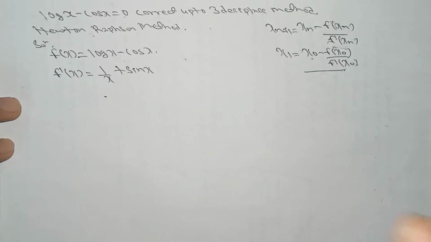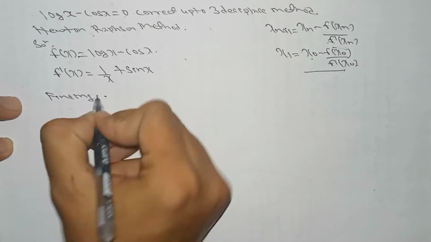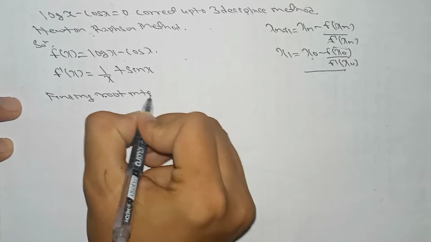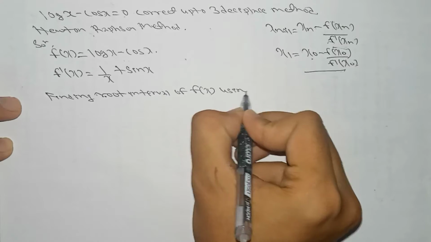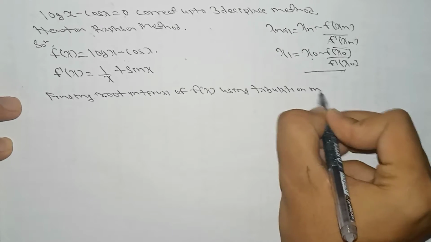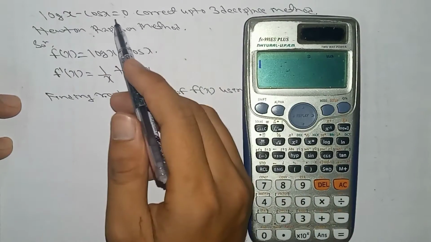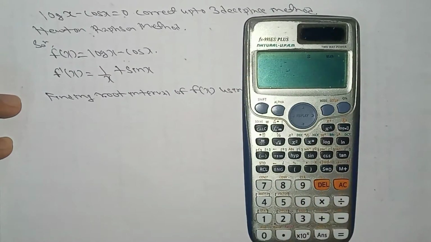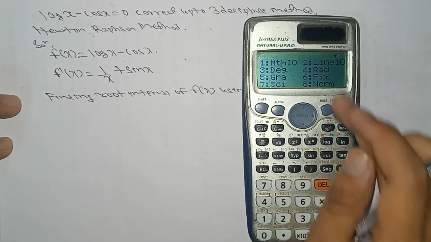Now we have to find the interval in which the root lies. That means finding the root interval of f of x using the tabulation method. As the question has trigonometric terms, log x and cos x, we have to change the calculator into radian mode. So press shift, then mode, then press 4, that is radian mode.